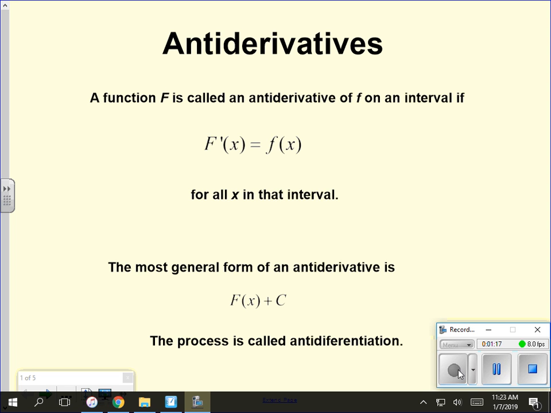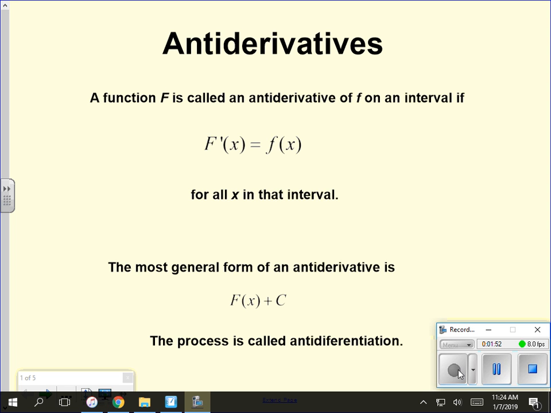Okay. The idea is that we have a function, and what you want to do is find the antiderivative. You want to find the original function for which the function we have would be the derivative. You're given the derivative, you want to find the original that gave you that derivative. We add plus c in order to give us all the possible outcomes, all the possible antiderivatives.